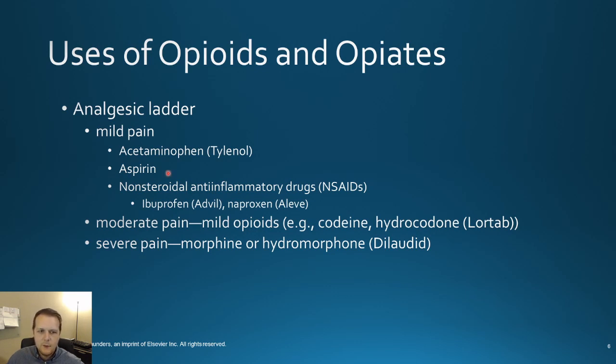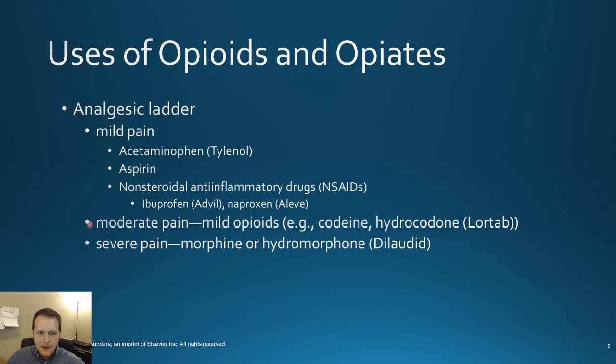So for instance, aspirin and the NSAIDs are both anti-inflammatory. So if you broke a bone or you strained a limb or a joint, a muscle, something like that, anti-inflammatory drugs work really well to reduce some of the pain associated with that injury, right? Versus opioids, they just don't do that. Tylenol does not do that. But these are good ones to start out with if a patient's in mild pain.